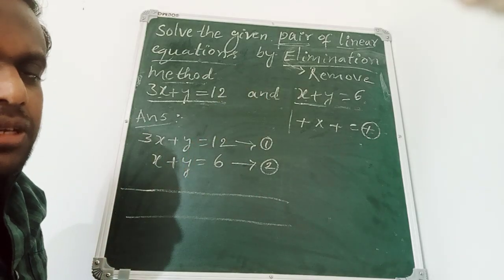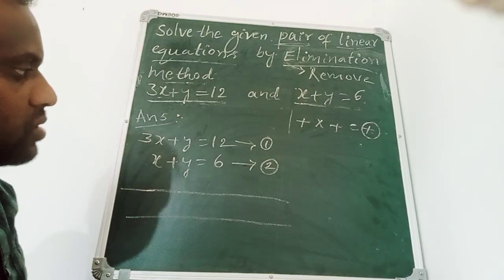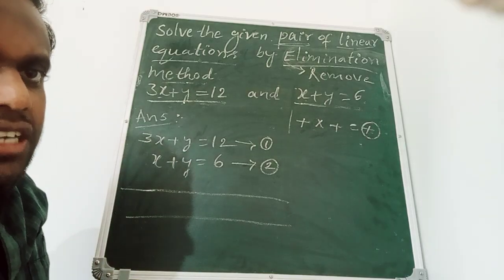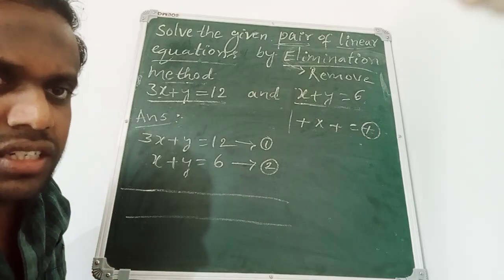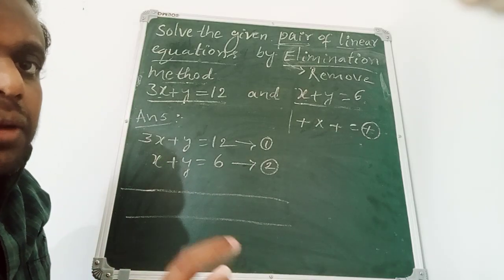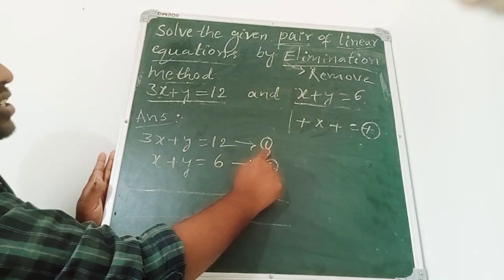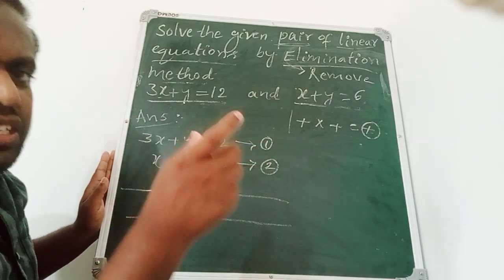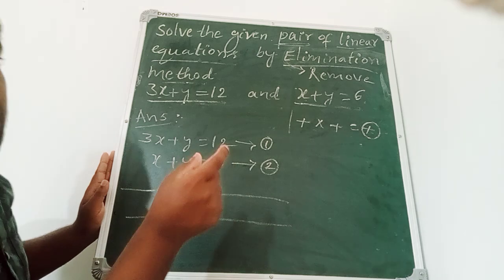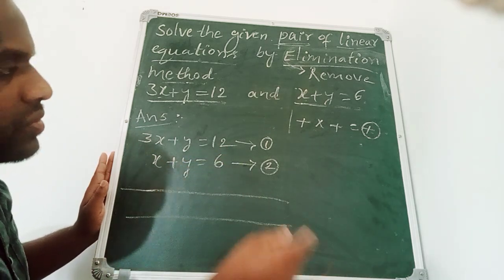Subtraction means we cannot simply subtract; there is a process. When I say subtraction, first you have to change the signs. Which signs? Those of the equation at the bottom. See, equation 1 is at the top and this is at the bottom. For subtracting, consider the equation which is at the bottom.